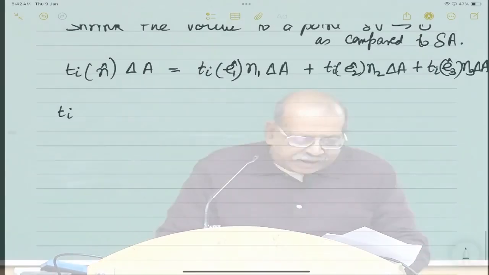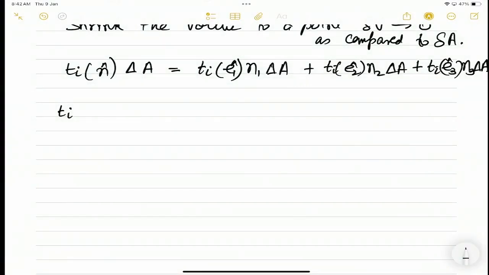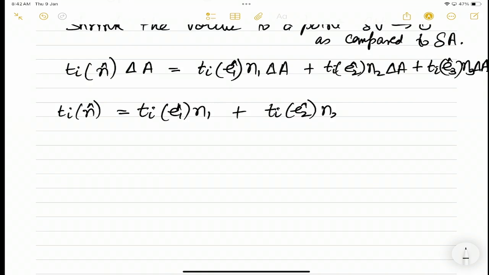So this gives me that Ti of n is equal to Ti of E1 N1 plus Ti of E2 N2 plus Ti of E3 N3.